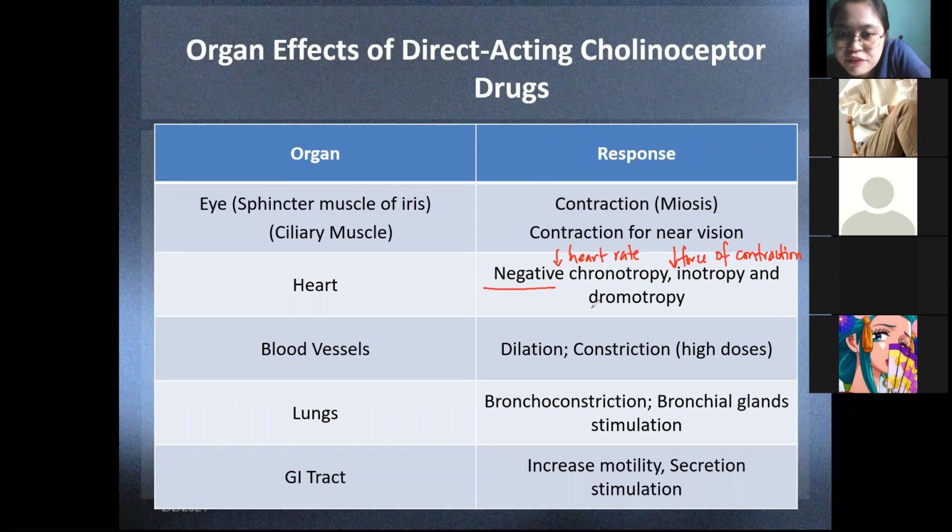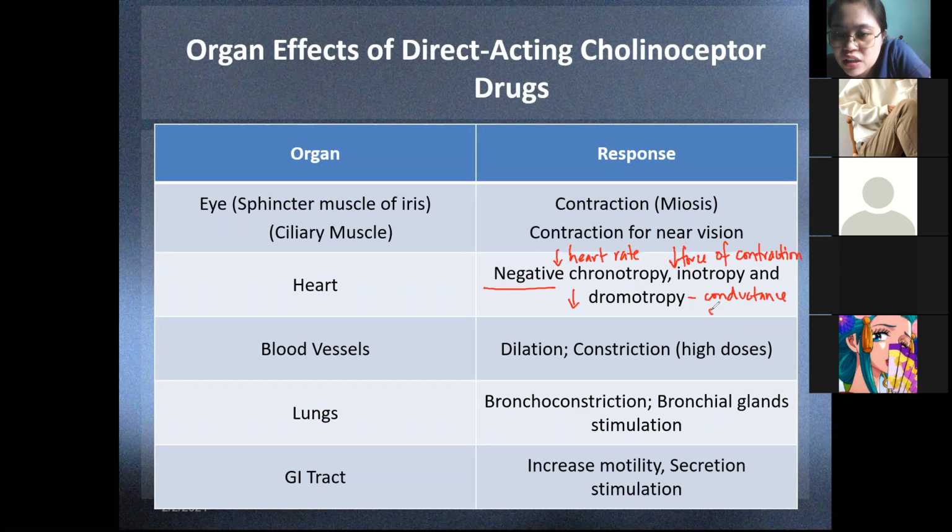And then negative dromotropy, also slower, but this time when you say dromotropy, it refers to conductance of the heart. Remember, our heart beats through electricity. So it needs to conduct electricity.